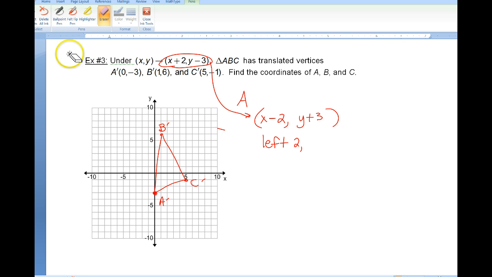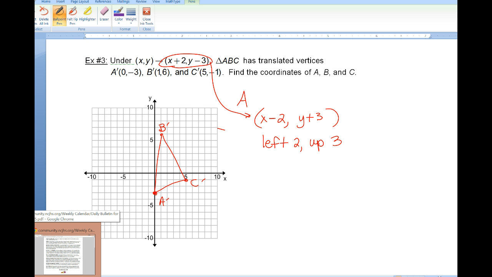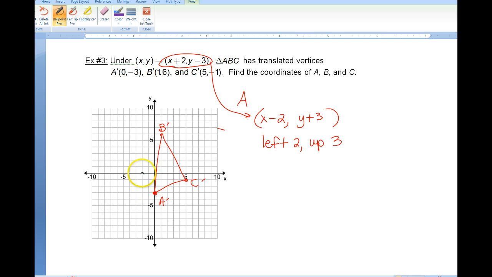Why can't you subtract 1 and go up 3? Why can't I subtract 1? Because the last formula was x plus 1. The translation changes every time. Okay? So I'm going to go left 2, up 3. So here's your A. B, left 2, up 3. There's B. And C, to the left 2, up 3. Here is C.